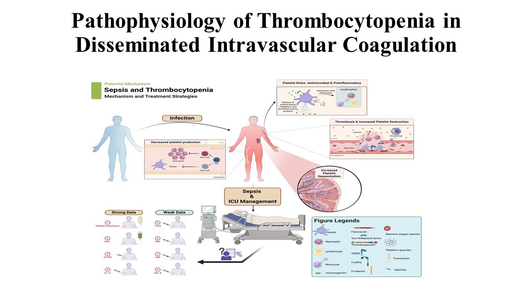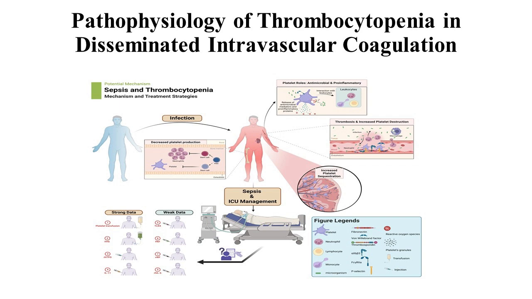Bone marrow dysfunction, hypoxia, and direct toxic effects of cytokines impair thrombopoiesis. Although thrombopoietin, TPO, levels may increase, the response is often insufficient to compensate for accelerated platelet consumption. Second, there is increased platelet consumption due to thrombosis.